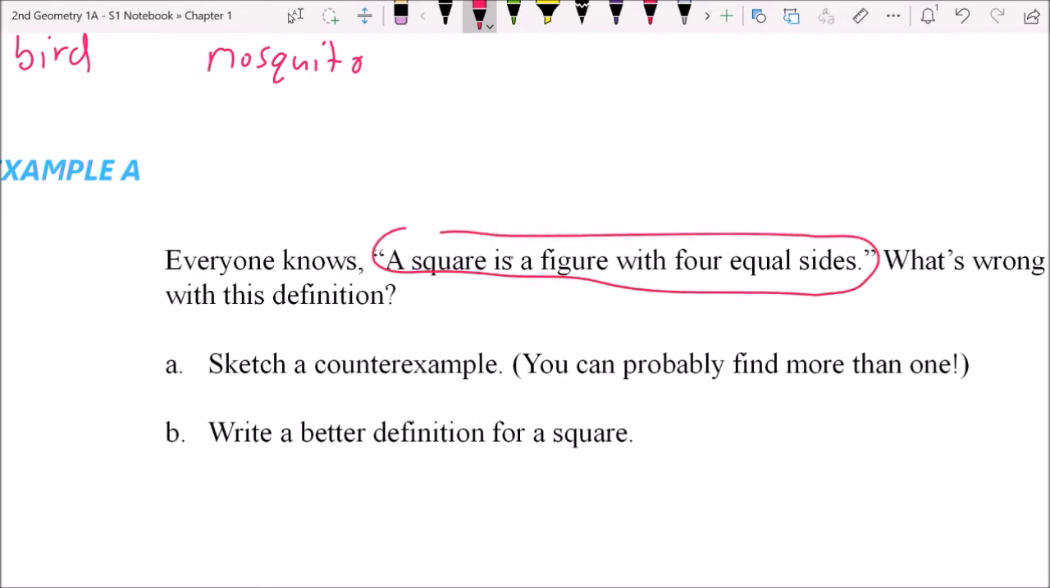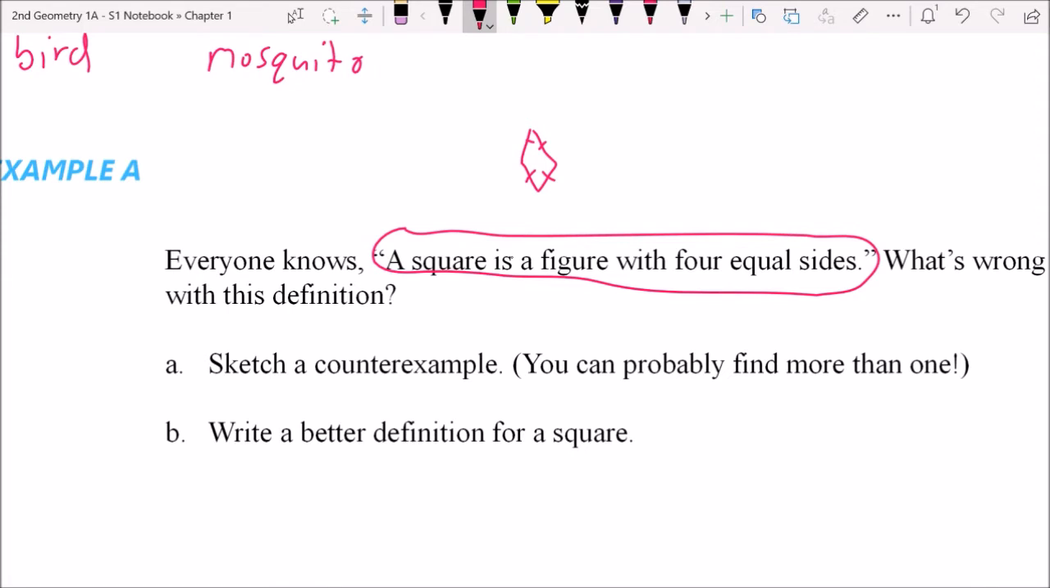That's what it is. And if you wanted to argue with them, if you wanted to be kind of difficult, how would you do that? What would you show them to say, actually, that's not quite right? So maybe pause the video and try to draw one. Here's my example. What if I draw like this? 4 equal sides, and yet that's pretty clearly not a square.